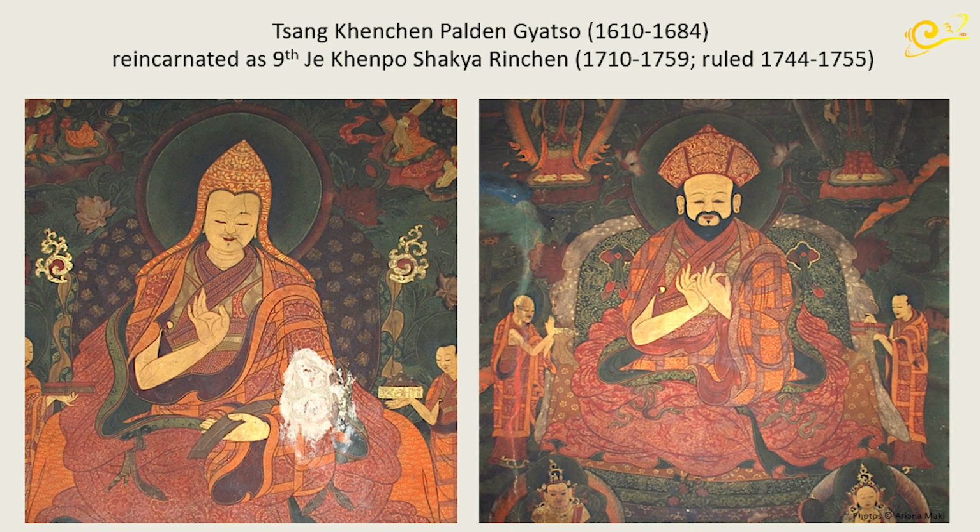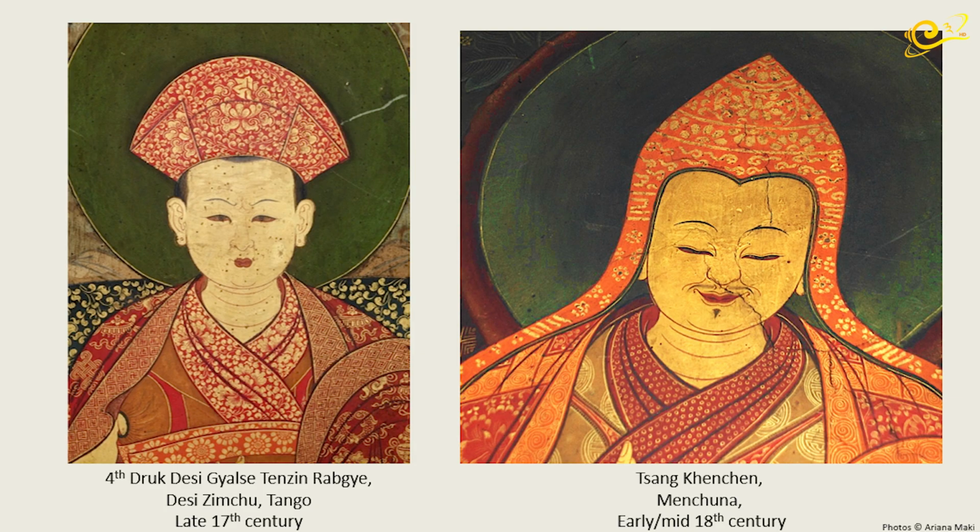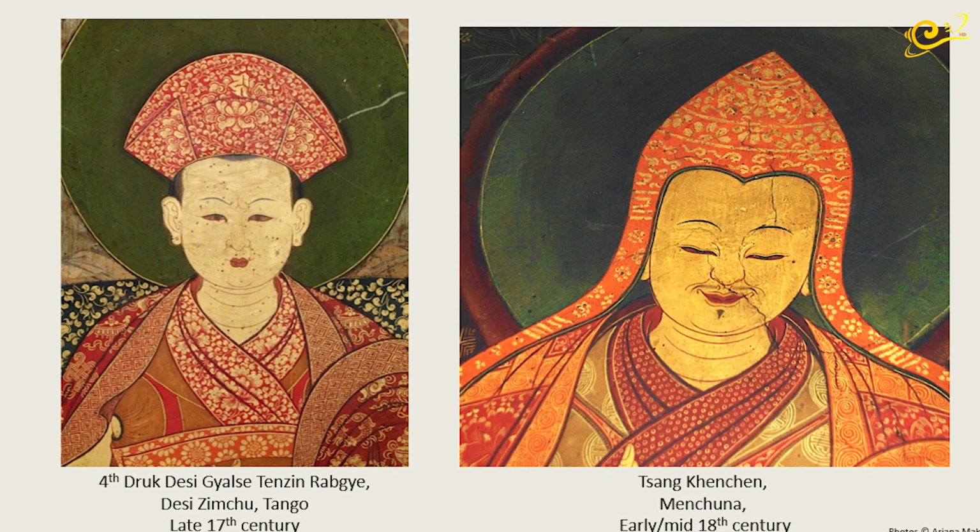If we look here, we see these 2 paintings that are coming from Paro Menchuna. If you go inside, actually Tsangkhenchen is on the far wall and Shacha Rinchen is right next to you as you walk inside. So they're looking at each other across space because they are the reincarnation of the other. If we take the detail of Tsangkhenchen's face, which you see here on the right, and we compare it with that of the 4th Druk Desi Tenzin Rabgye from the Desi Zimchu at Tango, we can see that there are some similarities of note, even though approximately 100 years or so separates the time of their creation.